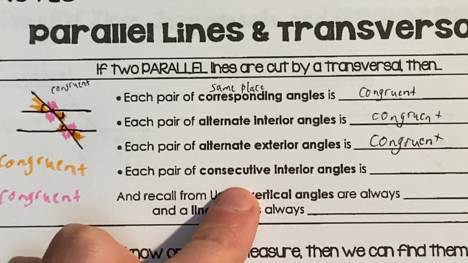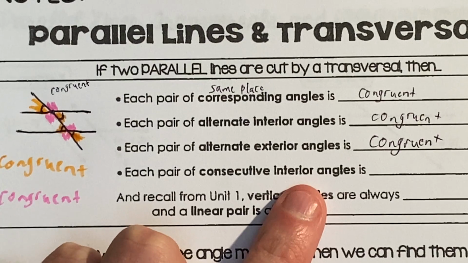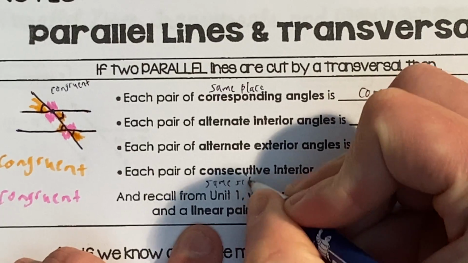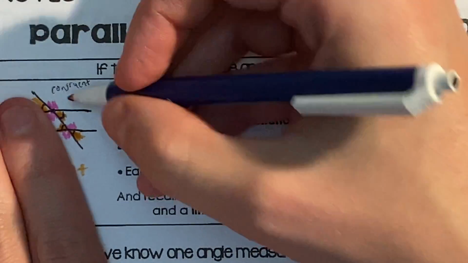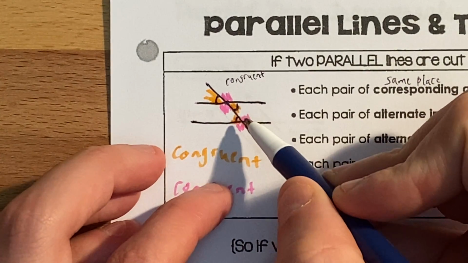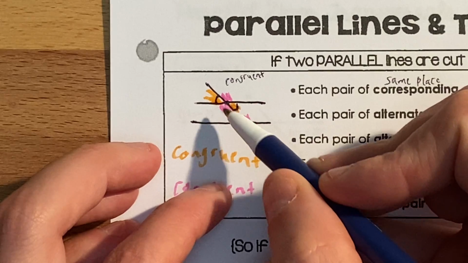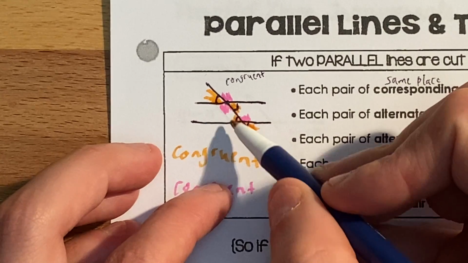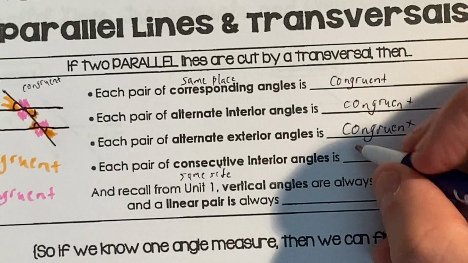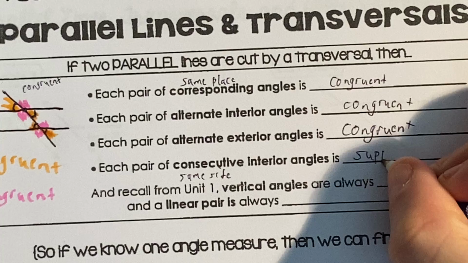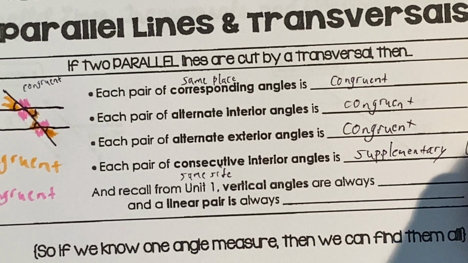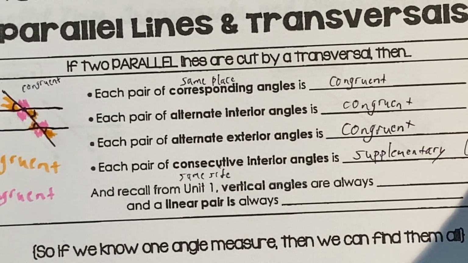And then finally, consecutive interior is something different. Because if you are on the same side, that's what consecutive is, same side. Interior, if you look between the lines and the same side, you have an orange and pink. So this time they are not the same. And when that happens, they are going to be supplementary, also known as add to 180 degrees.